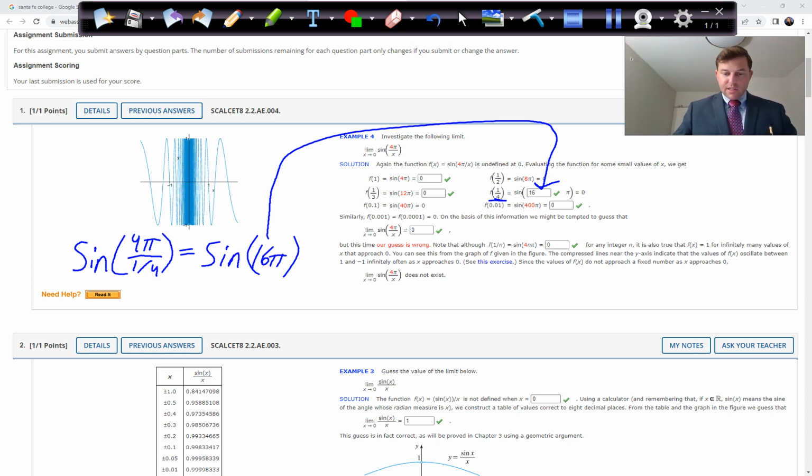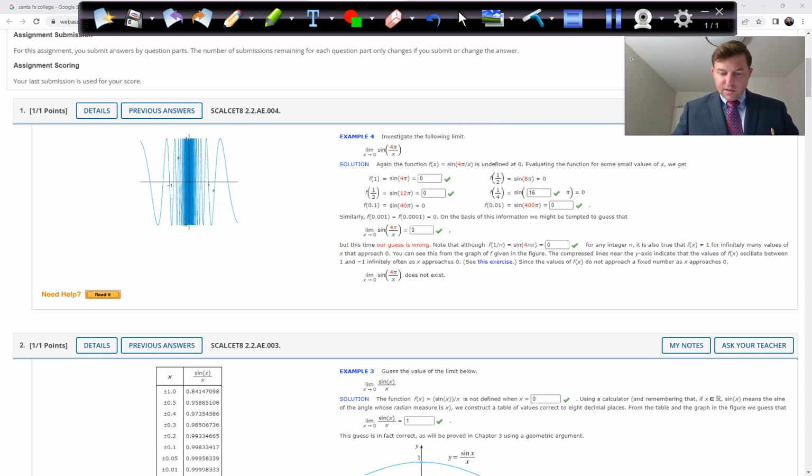Okay, and then they continue with this same idea. If it's 40 pi, you get 0. Oh, and this 16 pi was also 0. If it's 400 pi, you get 0. Any integer multiple of pi into sine is going to give you 0. Then they say try 0.0001. So you plug that in and you get 0 again. So all these numbers are pointing to 0, but the graph is anything but 0.